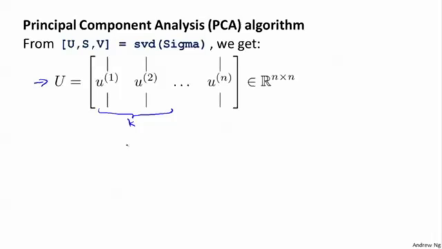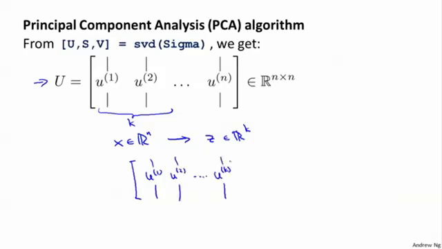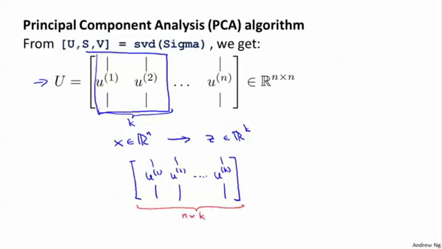U1 through UK. Now, the other thing we need to do is come up with a way to take my original data set, X, which is in Rn, and find a lower dimensional representation, Z, which is in Rk for this data. So the way we're going to do that is I'm going to take the first k columns of the U matrix. I'm going to stack up U1, U2, and so on up to UK in columns. It's really basically taking the first k columns of this matrix, and so this is going to be an n by k matrix.